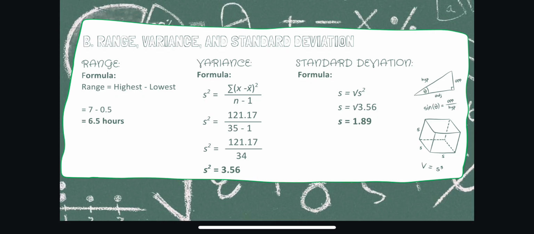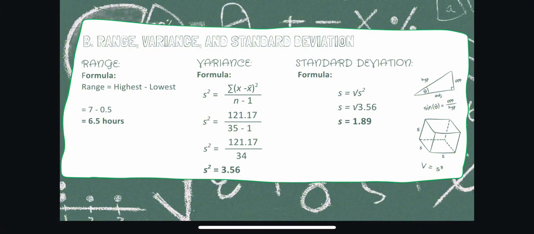First, we calculated the range by subtracting the lowest value from the highest value in the data set. The highest recorded time was 7 hours while the lowest was 0.5 hours. So the range is 6.5 hours. This means that the difference between the student who spent the least amount of time and the student who spent the most amount of time on social media is 6.5 hours.